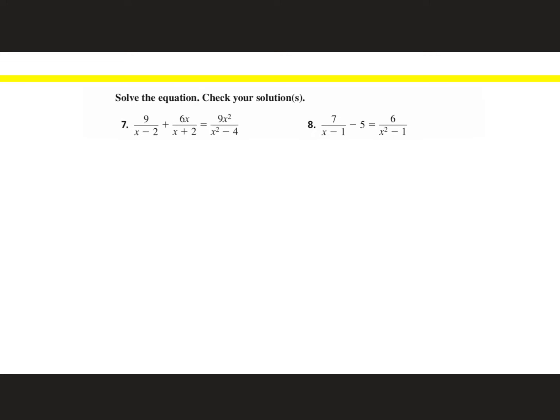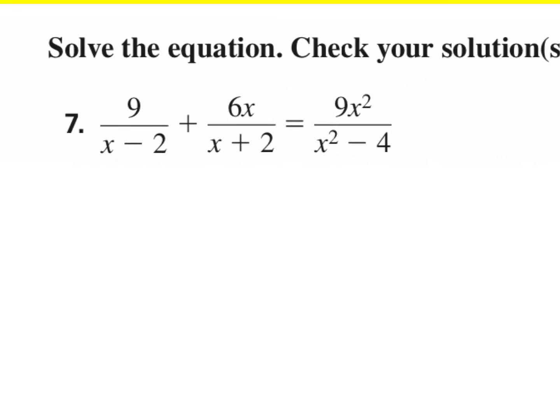So 2 more problems, just like the last one. Solve for extraneous solutions. So we want to factor any denominator that can be factored first. So x squared minus 4 factors into x plus 2, x minus 2. And then our least common denominator would be x plus 2, x minus 2, because we have an x plus 2 here, which overlaps here, and x minus 2, which overlaps here. So we're good. So multiply everything by x plus 2, x minus 2.